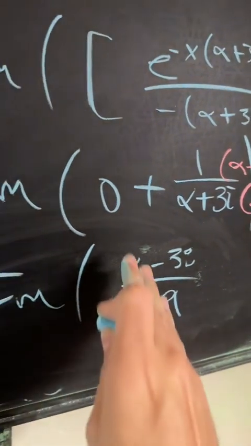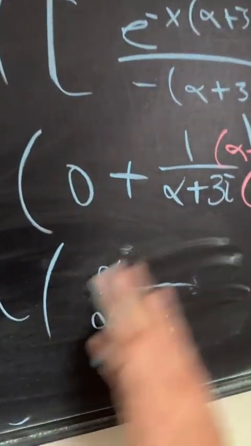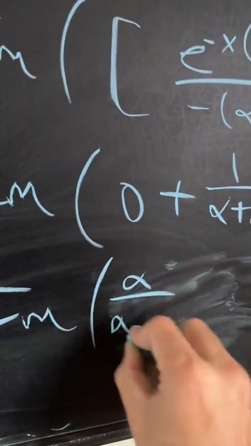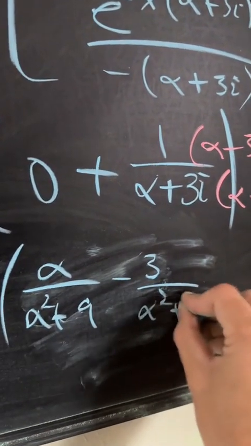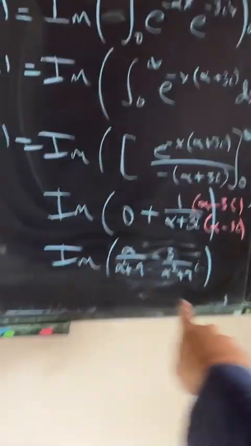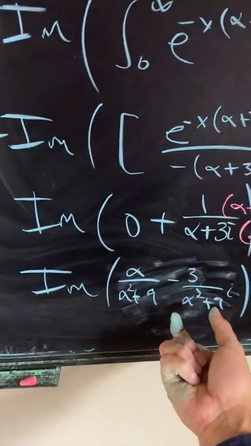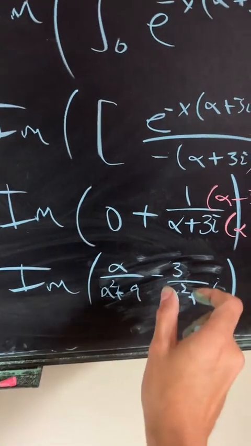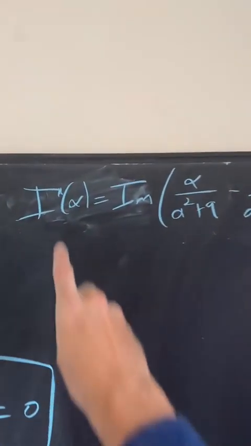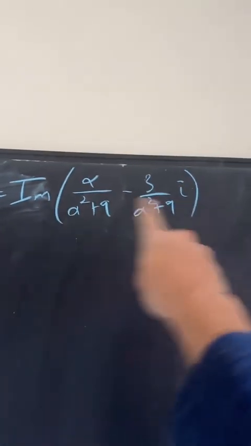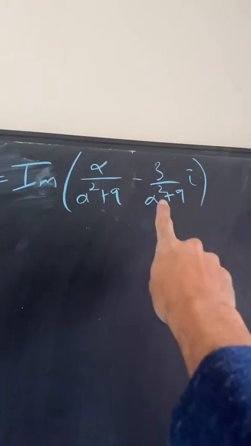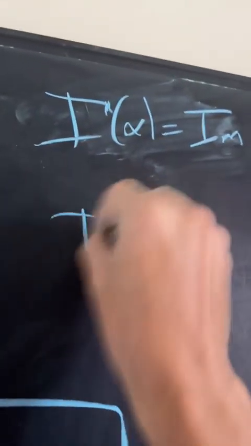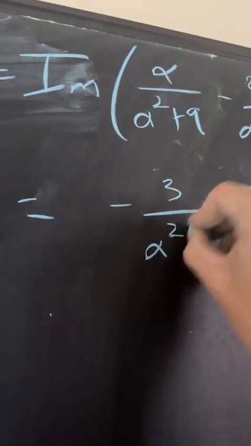And if we split it up, we have alpha over alpha squared plus 9 minus 3 over alpha squared plus 9, and then we have the i. So we really just want the imaginary portion, which is this one right here. We just want negative 3 over alpha squared plus 9. Okay, so here we are. We still have the I prime of alpha, and we want the imaginary portion of this expression. This is the real part. This right here is the imaginary part, so we're just going to use this one. So we have I prime of alpha is equal to negative 3 over alpha squared plus 9.